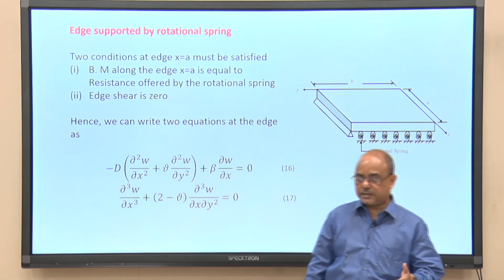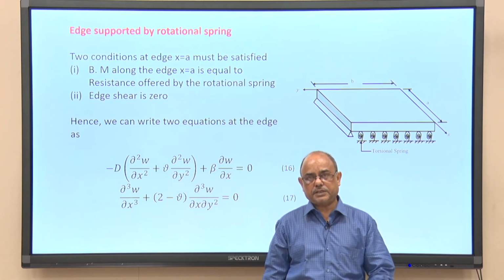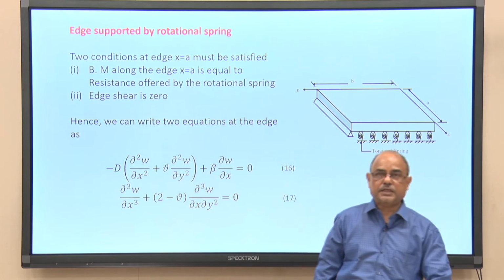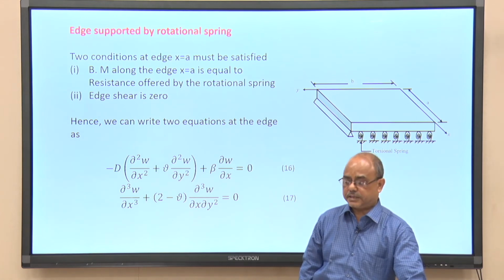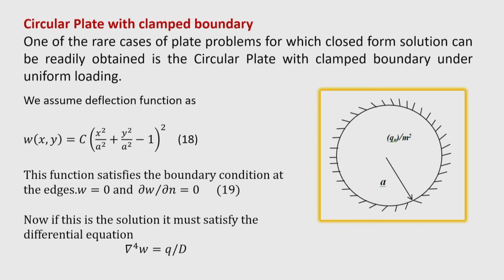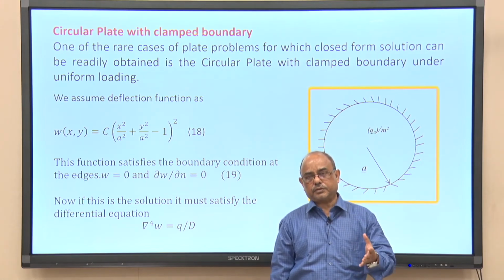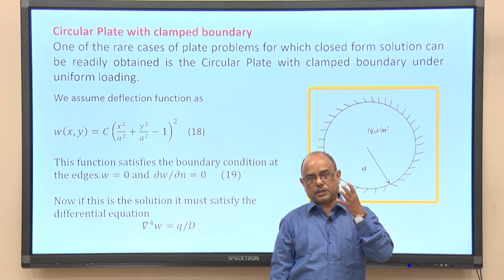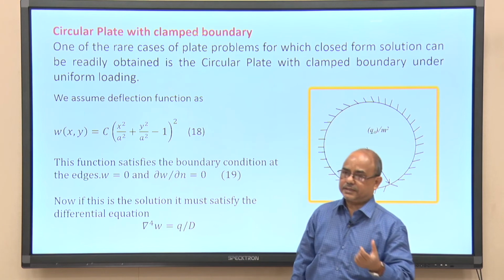So, we have discussed the boundary conditions that we generally encounter in practice, classical type and non-classical type. Classical types are common, but non-classical types also we have to impose in certain cases. All right. Now, I want to discuss that in certain plate problems, we can obtain a very interesting solution without very rigorous calculation, and those are some rare cases.